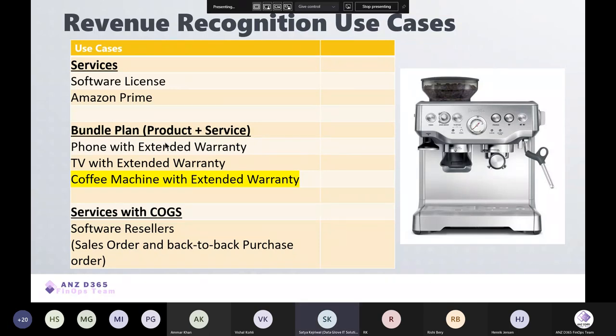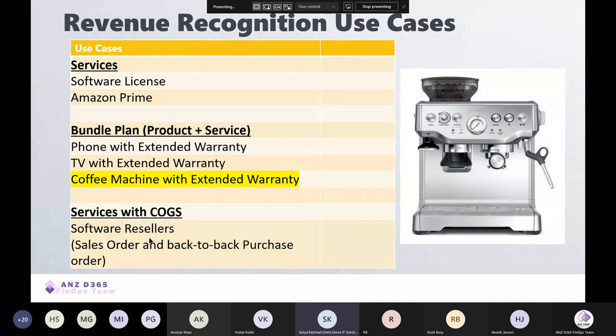The second example is companies who are selling product with services, right? So iPhone, Apple selling the iPhone with the warranties, Harvey Norman selling a TV or washing machine with extended warranty or normal warranty as well. Coffee machines from, let's say, Breville. We will take one coffee machine from Breville, basically that's the project I worked on recently.